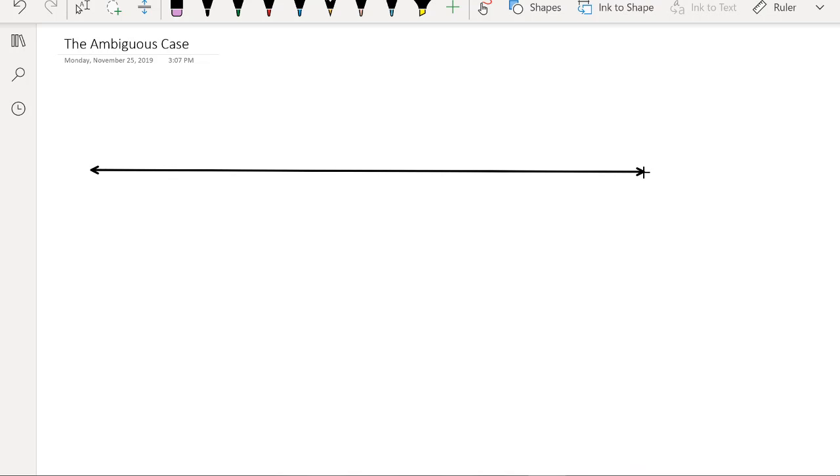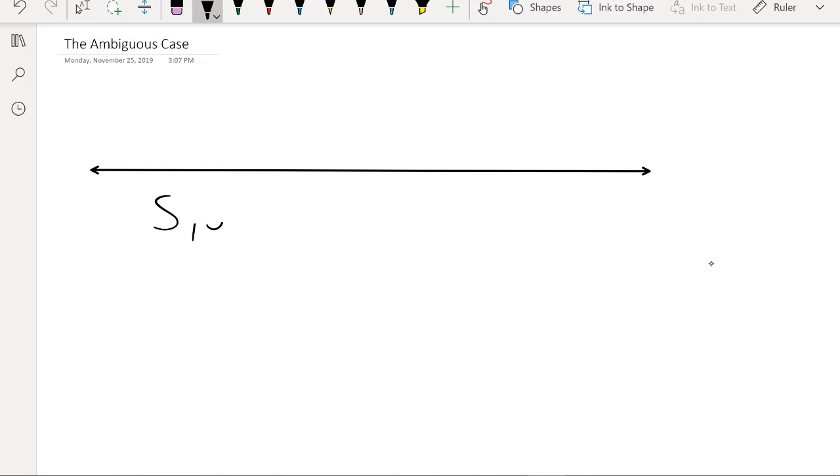Okay. So we have a line, and we need this line to build our triangle off of. And actually there's this rule when you're making triangles that you can make this line and assume that one of the sides of the triangle is on this line somewhere. It's just a math thing that happens. I'm not going to get too much into that, but in the ambiguous case, we need two sides and an angle.